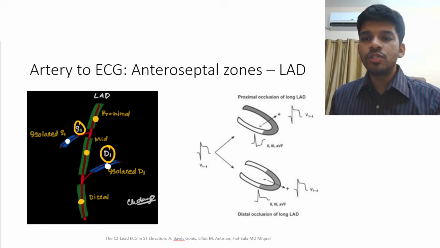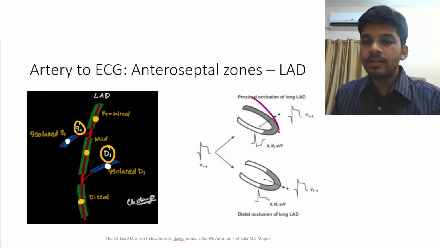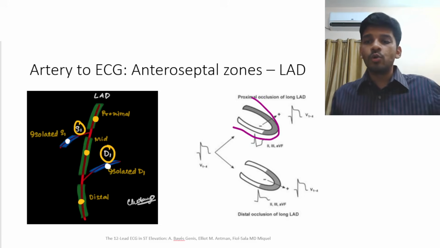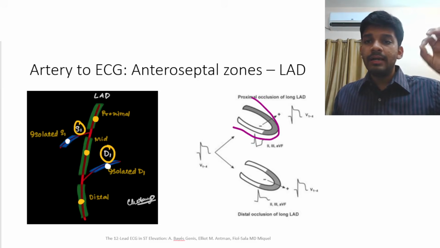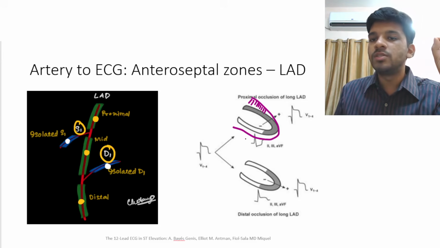Now, when you look at occlusions of the LAD, you can have either a proximal occlusion or a distal occlusion, and there is a key difference between the two. When you look at proximal occlusions, what are they affecting? They are affecting the high part of the lateral wall. This is the lateral ventricle. Imagine that when there is a proximal occlusion, more of the left ventricle is involved, including the high part of the free wall. This part of the free wall is involved.